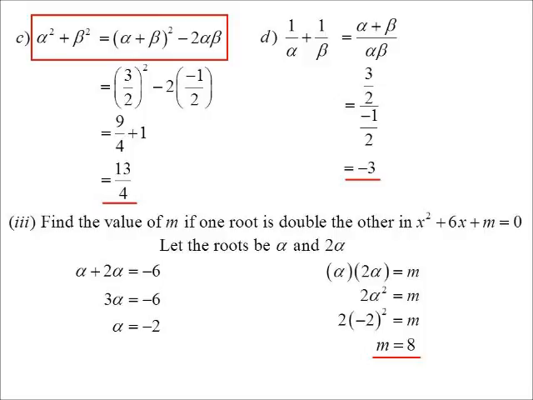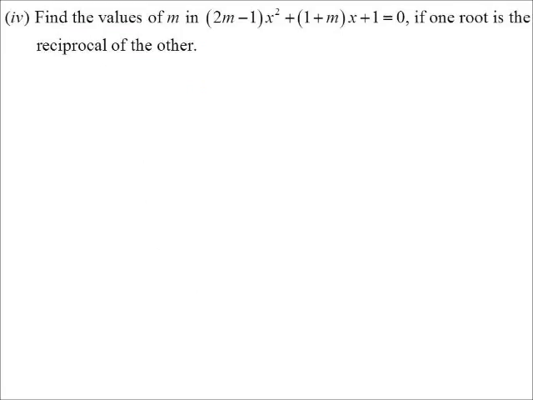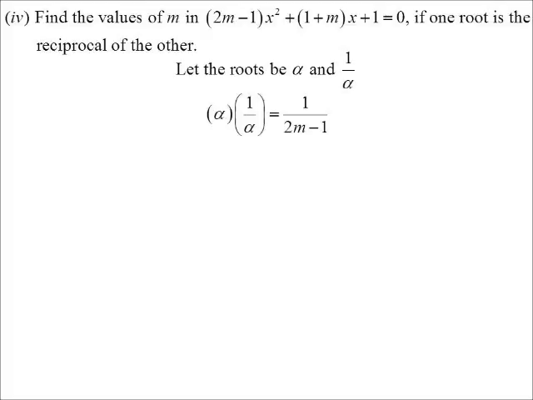There it is, 8. Find the value of m in this wonderful equation, 2m minus 1 x squared, 1 plus m x plus 1. One root is the reciprocal of the other. So instead of calling them alpha and beta, alpha and 1 on alpha. But the beauty of that is the product of the roots. I don't actually need to know what alpha is. The product of the roots is always going to be 1. So in this case, alpha times 1 on alpha is 1 on 2m minus 1.